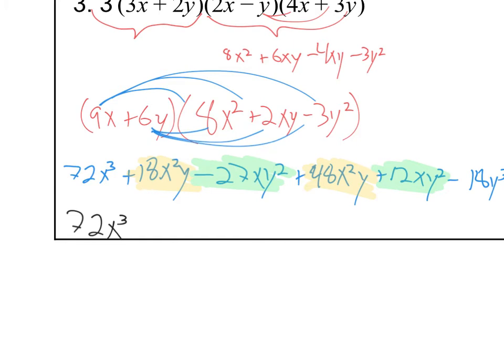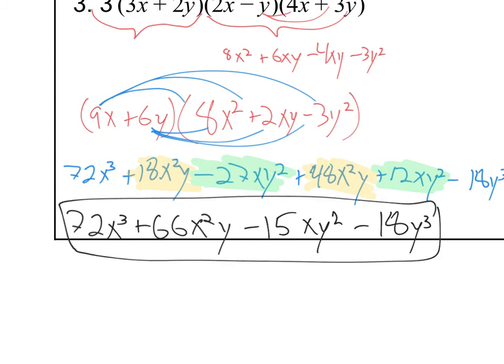So I've got 18 here, 48 here. 18 plus 48. Let's see, 10 plus 48 is 58, plus another 8 would be 66. So 66x squared y. Then negative 27 plus 12 for the xy squareds. That's the same as saying 12 minus 27. That'd be a negative 15xy squared. And then we have the negative 18y cubed at the end. That would be our final answer for that one.